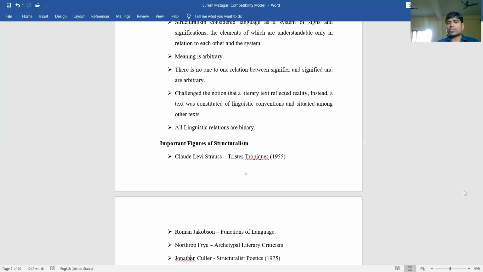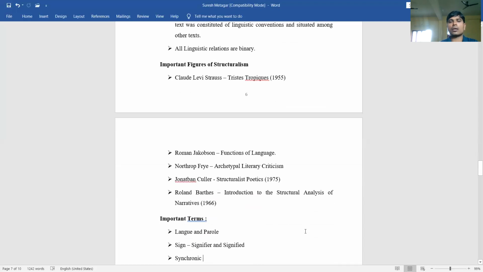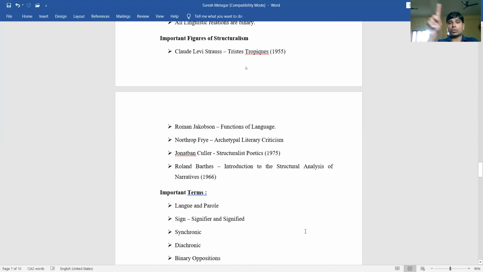Okay, important figures of structuralism are Claude Lévi-Strauss, an anthropologist who applied structuralism to anthropology, and later his concepts were also used for literature. He wrote Tristes Tropiques in 1955, in which he speaks about the structure of language, the broader structure of human beings or culture. Next, we have Roman Jakobson, who wrote a work called Functions of Language, in which he speaks about structure. Without that broader structure, he says, it is very difficult to understand literature.